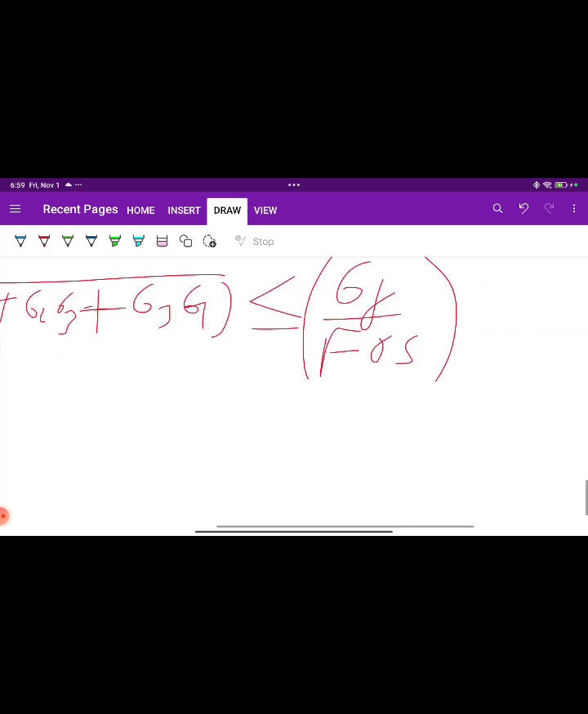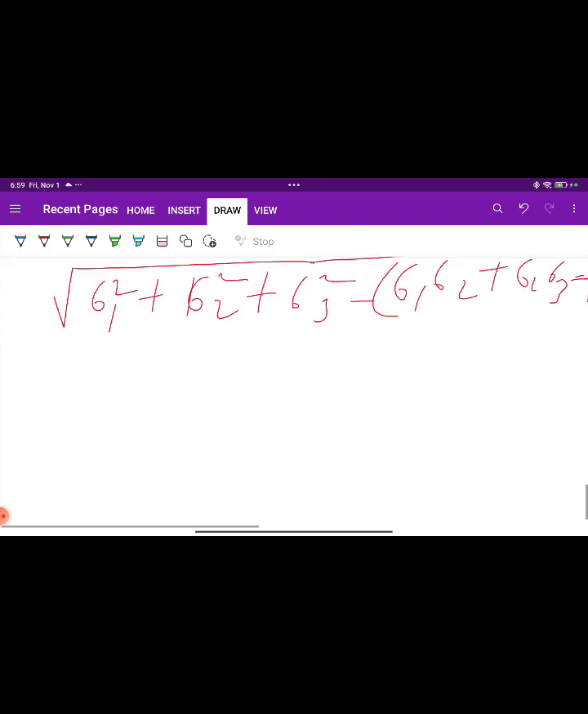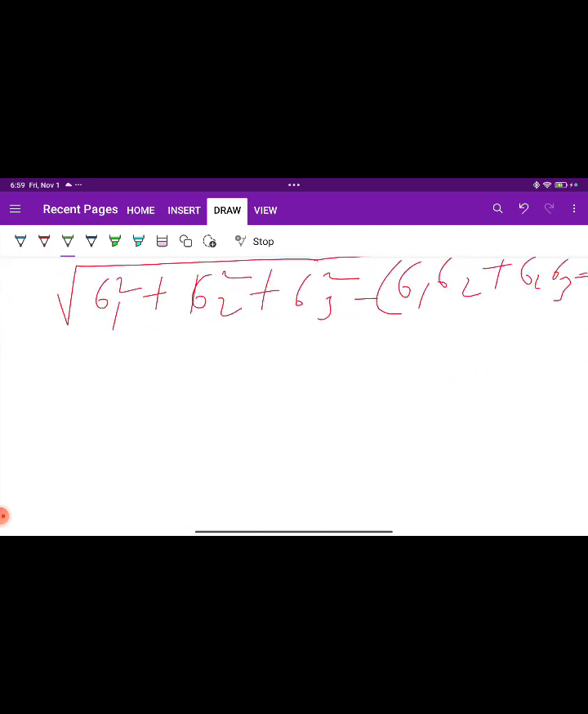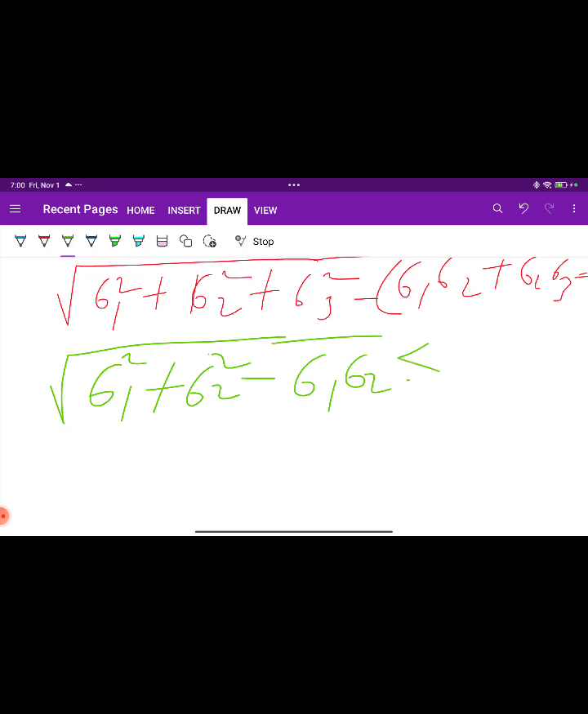And for the 2D stresses, it is simple. You need to just put the sigma 1 and sigma 2 condition over here like this, and sigma 1 and sigma 2 will be less than or equal to sigma f upon factor of safety. So this is the condition for the distortion energy or von Mises theory of failure.